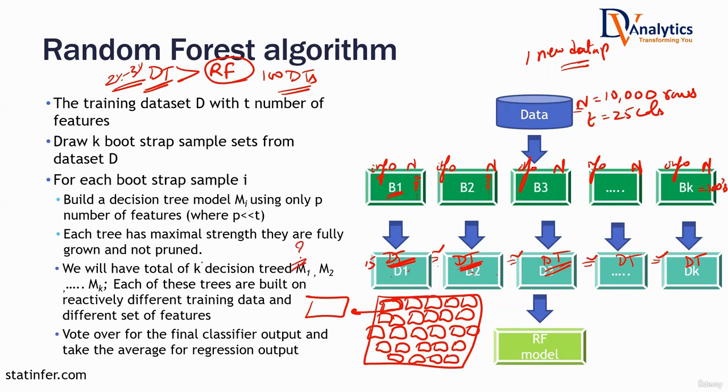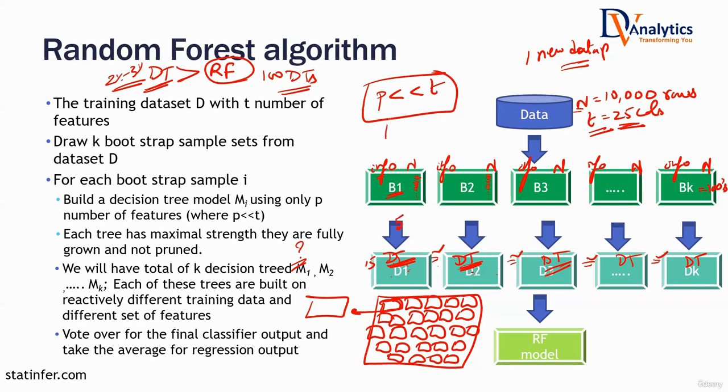Now, here is the extra condition that has been added to make these models independent. What is that extra condition? While you are building this decision tree, let's say if you have T columns, 25 columns, do not use all those T columns to build this decision tree. Use only P columns where P is much, much less than T. What do you mean by that? If you have 25 columns here, use only 5 columns while building these decision trees.